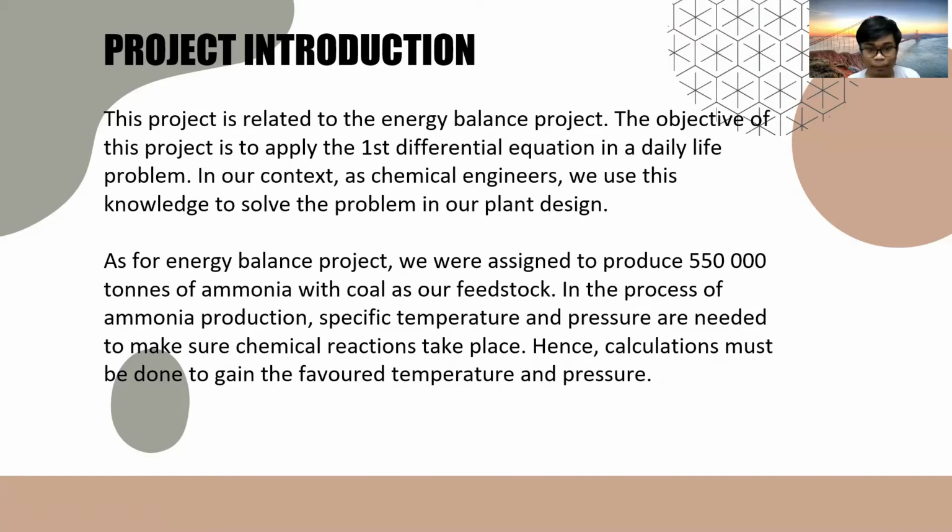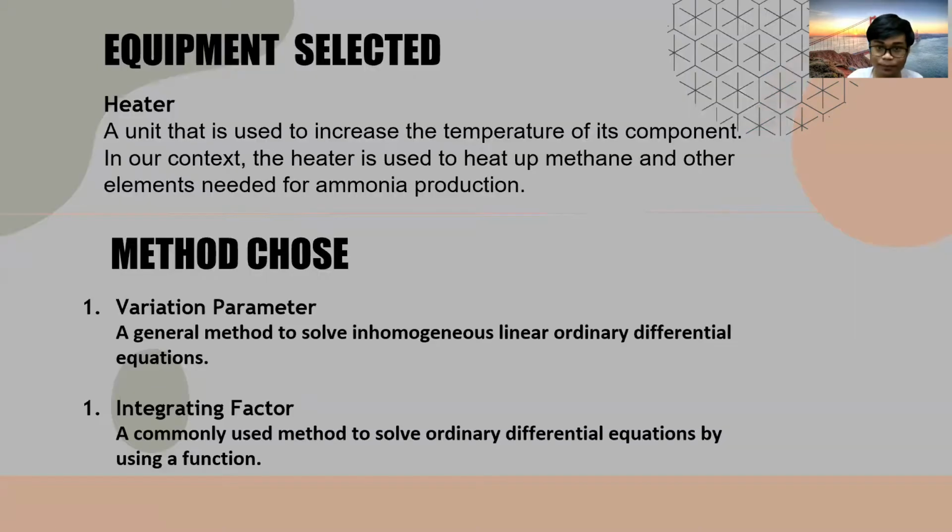So in the process of ammonia production, there are many situations where specific temperature and pressure are needed to make sure our chemical reactions take place. Hence, this is why we need to do the calculation in order to gain our favored temperature and pressure. And this is where we apply our first differential equation. So for our project, the equipment selected is a heater, a unit that is used to increase the temperature of its components. The heater is used to heat up methane and other elements needed for ammonia production, like nitrogen.